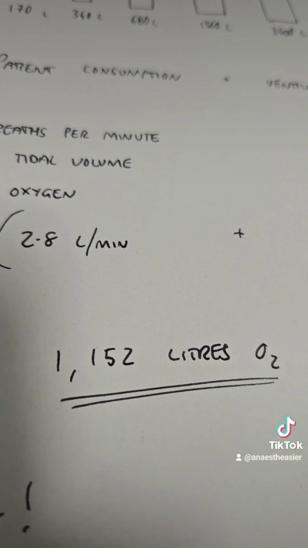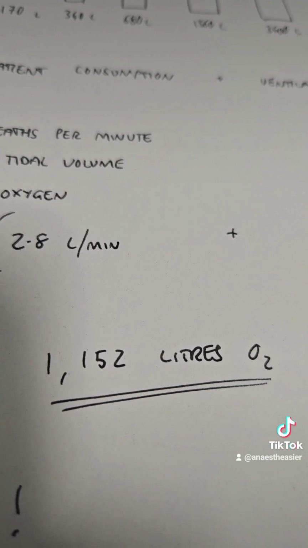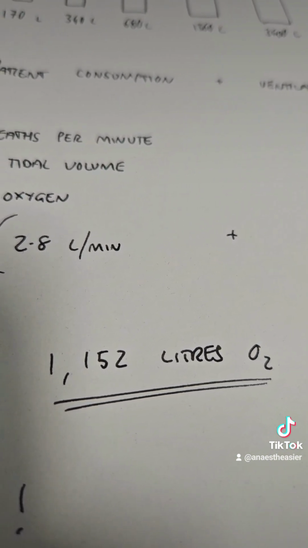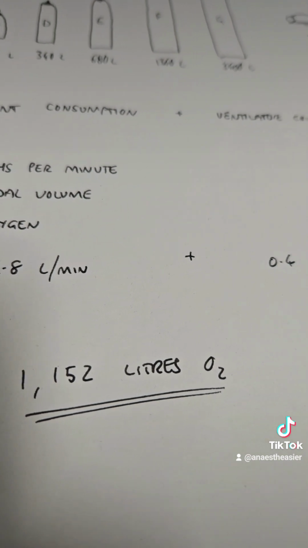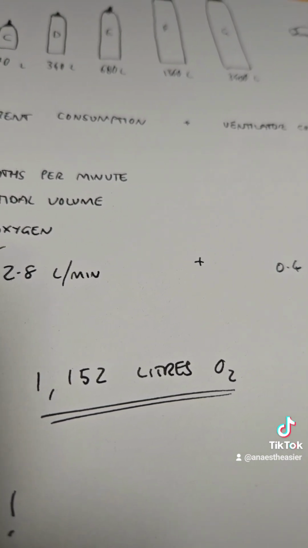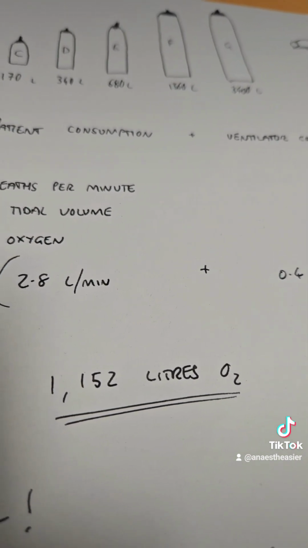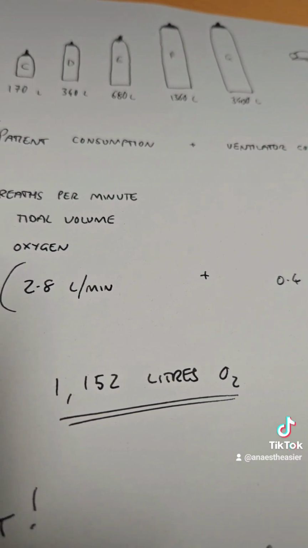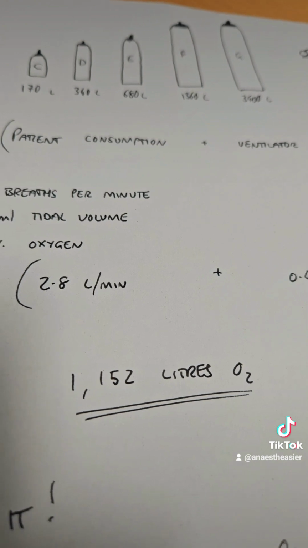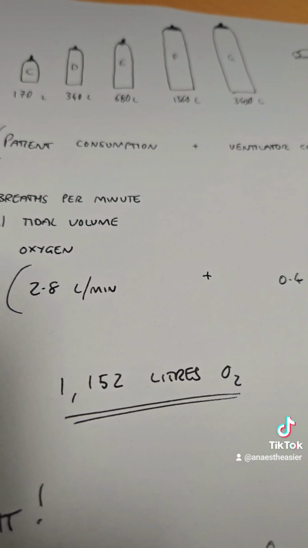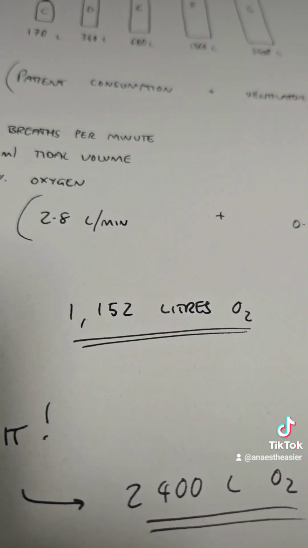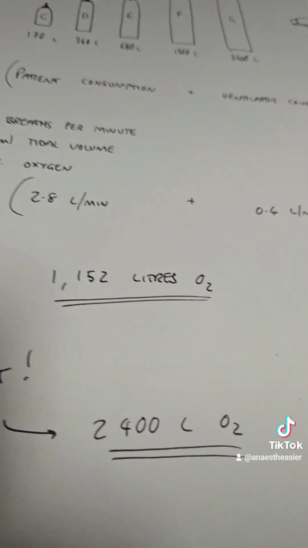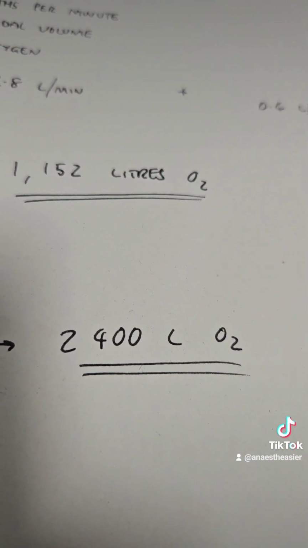You do not want to take 1,152 litres because you will be panicking the whole journey. You need to take a lot more than that so that you've got a buffer in case anything changes. So essentially we say double it. Some places say take 1.5 times what you've calculated, but most places say just keep it simple, take double what you need. So we're going to double it and round it up to a sensible number. So let's take 2,400 litres of oxygen.